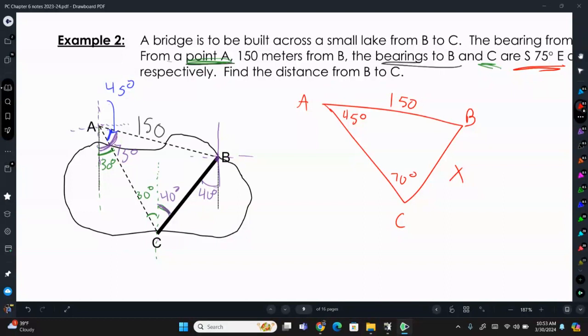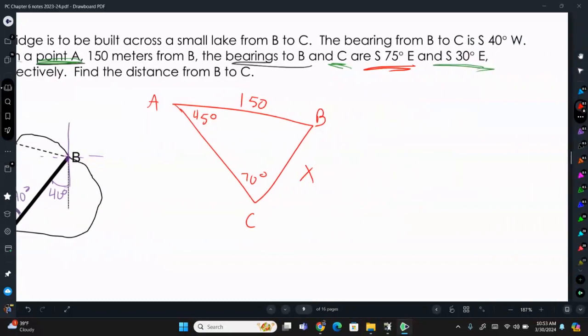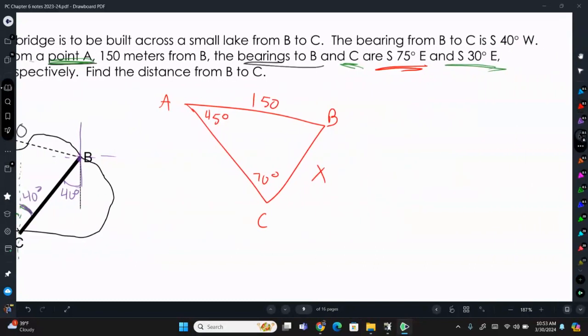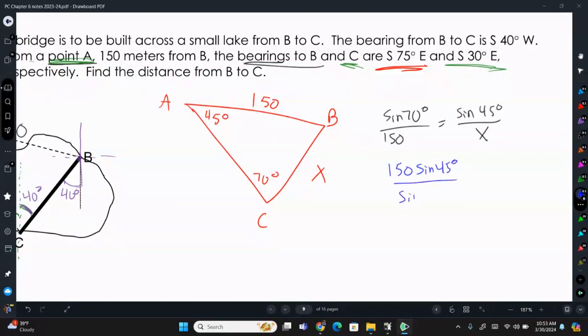All right, so now we can use one of our laws, sines or cosines, because we have three pieces of information. We have two angles and we have a side. So we're going to do the sine of 70 degrees over 150 equals the sine of 45 degrees over x, what we're trying to figure out. So then we cross multiply and divide. So we have 150 times the sine of 45 degrees over the sine of 70 degrees equals x.